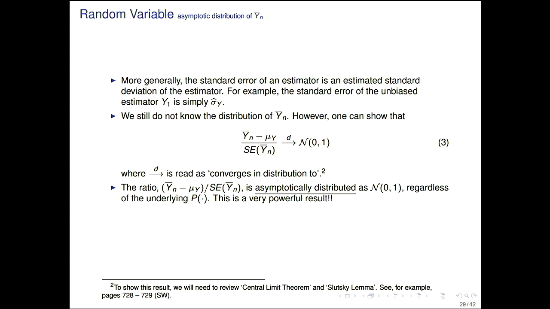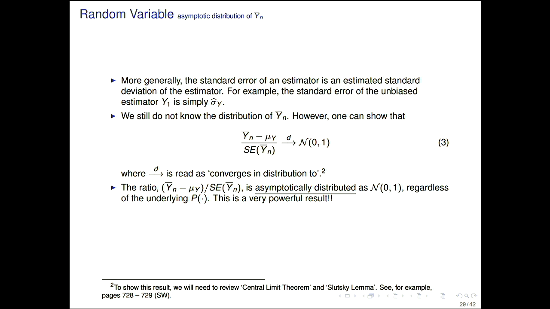This is a really powerful result because when sample size is small, we don't know the distribution of this ratio. But when sample size is large, it converges to the standard normal distribution, and we know the standard normal distribution very well. We know everything about this distribution. If you look at the back of a statistics or econometrics book, you have a table of the probability. So we can approximate the distribution of this ratio by the standard normal distribution.